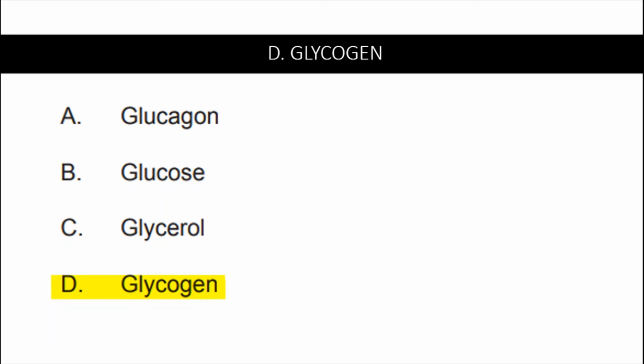The correct answer is D, glycogen. Glycogen here is a polysaccharide. If we compare this to glucose, glucose is a monosaccharide. So if you picked B, that would not be the correct answer. Glucagon we haven't quite learnt about yet, but this is a hormone involved in regulating blood sugar levels. And today we talked about glycerol, and we definitely know that glycerol is not a polysaccharide.